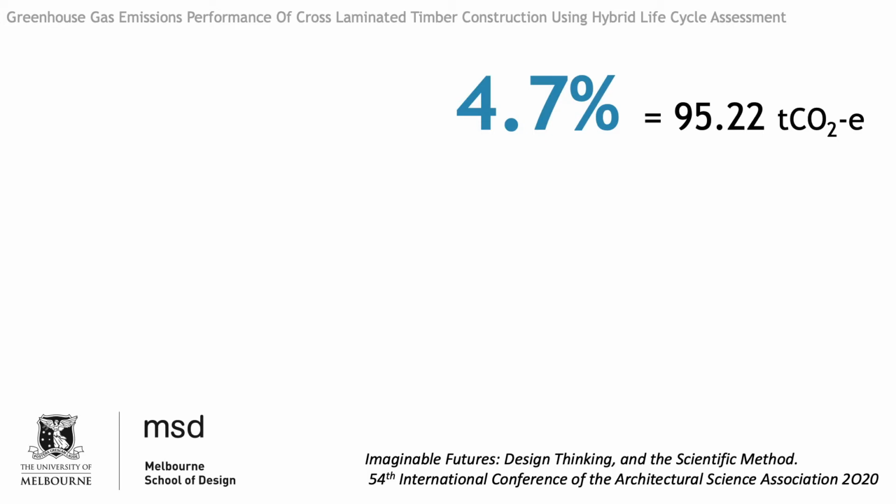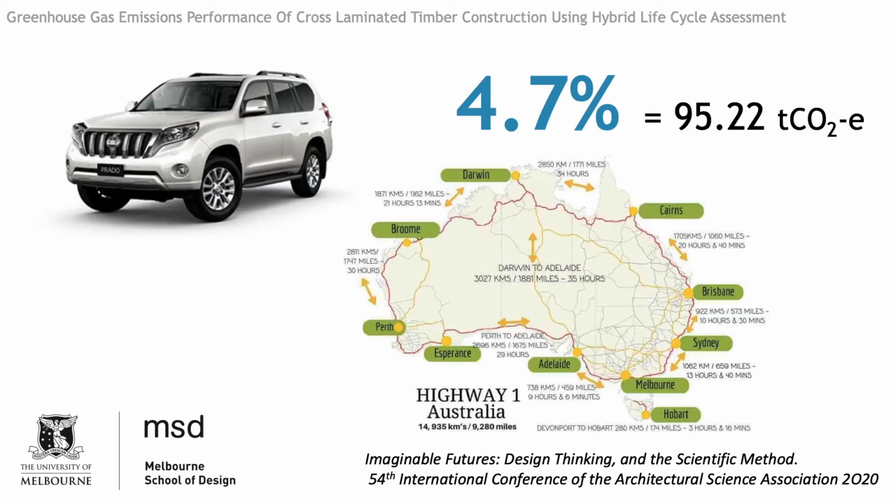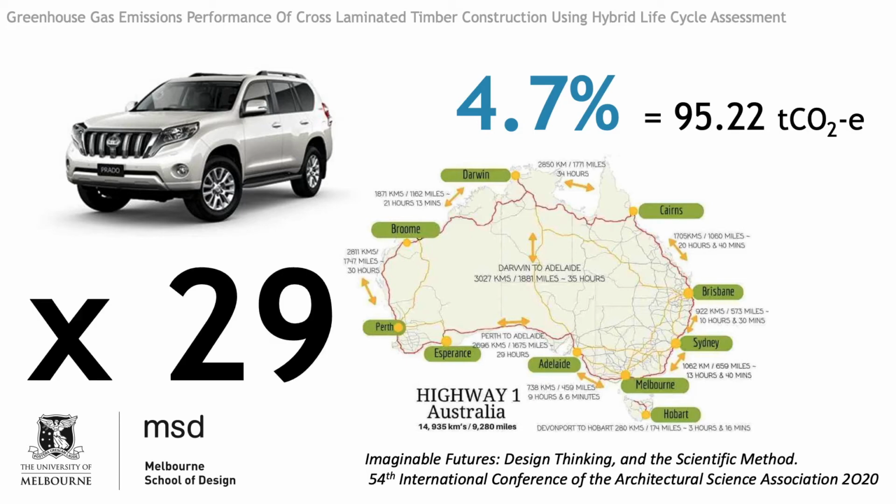It might still be difficult to understand what it means. So, we are in Australia and our favorite scale is driving around the country. If we consider this type of vehicle, 220 grams of CO2 is emitted for each kilometer traveled. And so this 4.7% represents driving around Australia about 29 times.